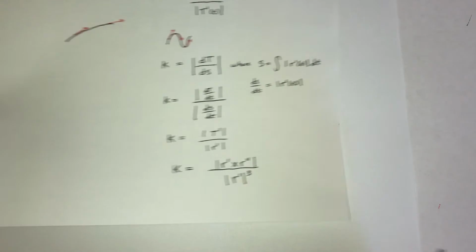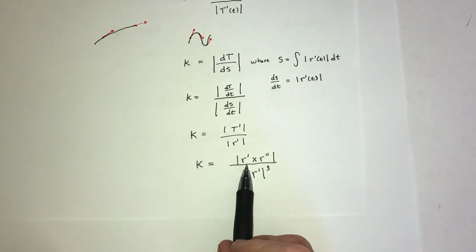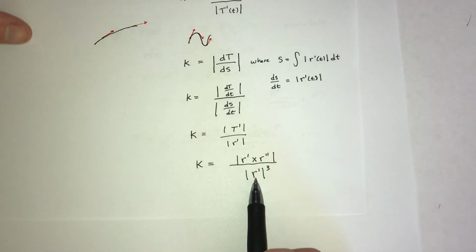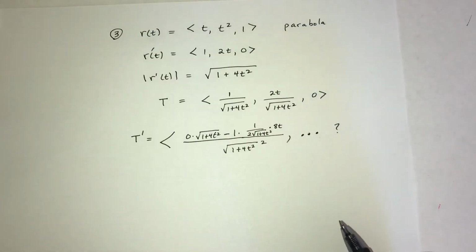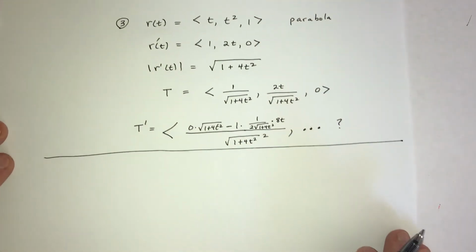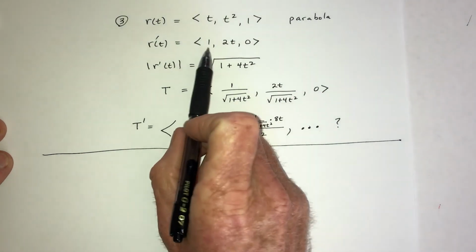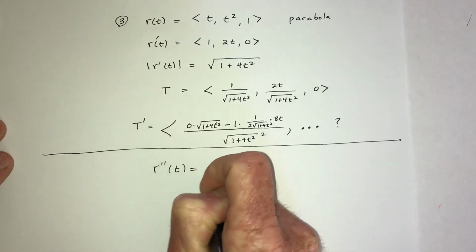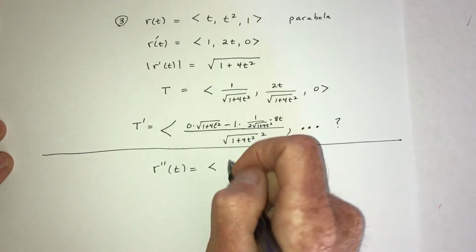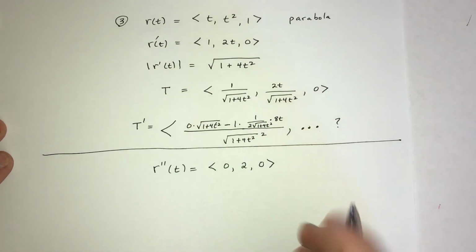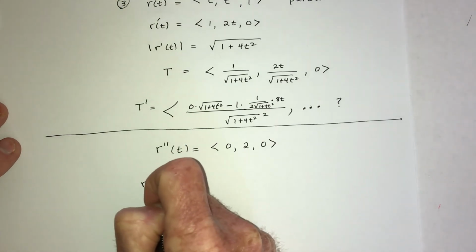Well, a good thing I've got this little formula sheet right here. You can also do the curvature this way. Take the first derivative, the second derivative, do the cross product, and divide by the length of the first derivative cubed. Okay, so I'm going to say start over. I need the first derivative, and I also need the second derivative. The derivative of that would be 0, the derivative of that would be 2, and the derivative of 0 is 0. Now find the cross product.